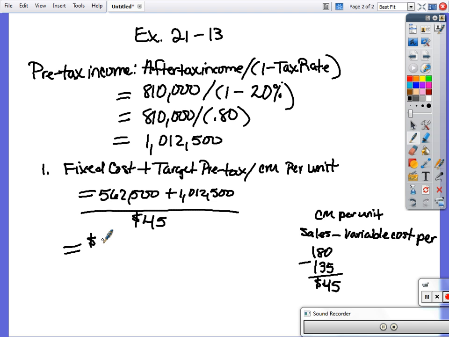Simply because they should have said it in the problem. They didn't say. Wait a minute. 562,500 plus 1,012,500 divided by 45. I got 35,000. So turn your rounding on. Oh, okay.